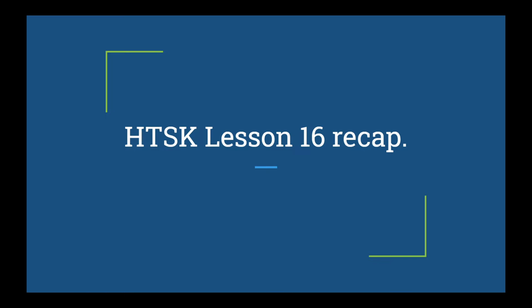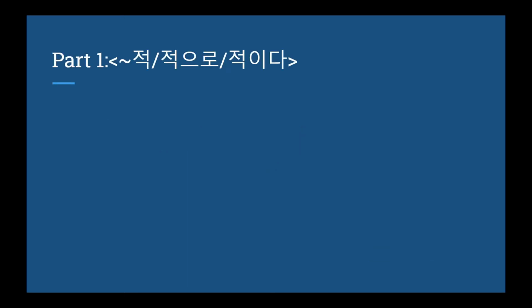In this lesson, we'll look at how some nouns are turned into adjectives. Alright, let's get into it. This lesson is divided into two parts. Part 1, 적, 적으로, and 적이다. We're going to talk about all three, but let's look at each one individually and then we can compare them against each other. Let's start with 적.